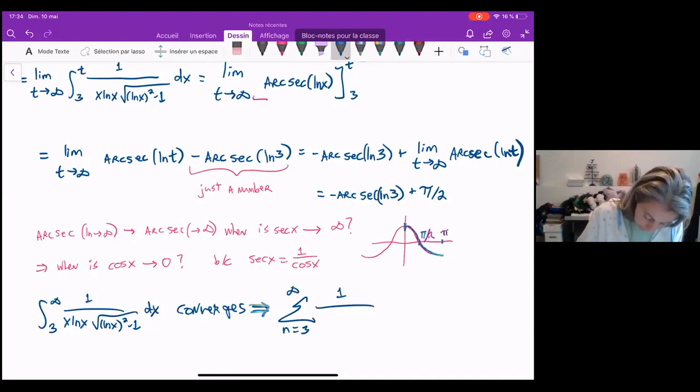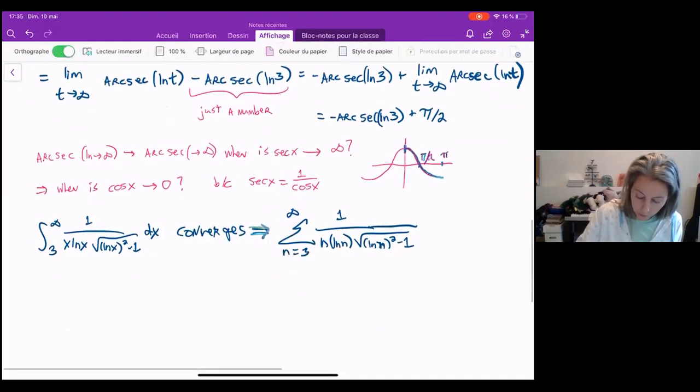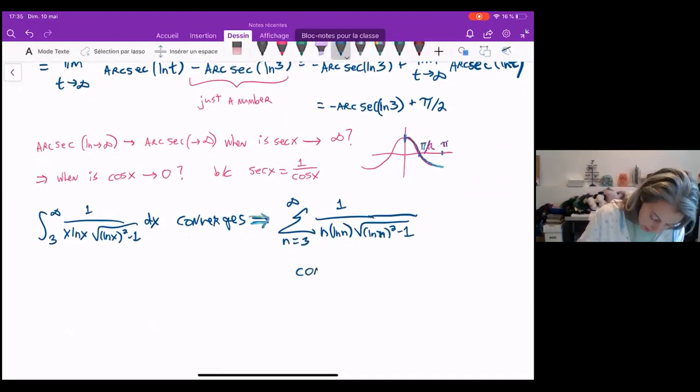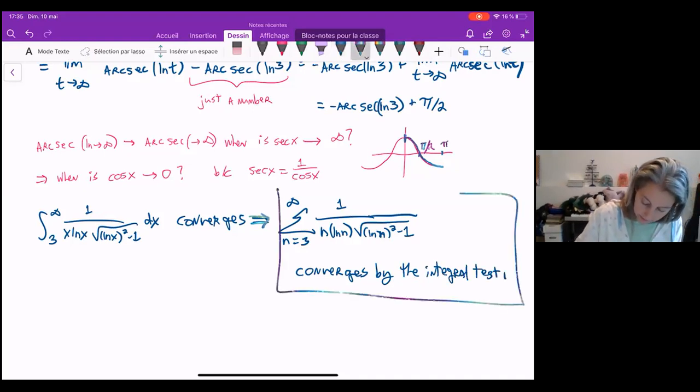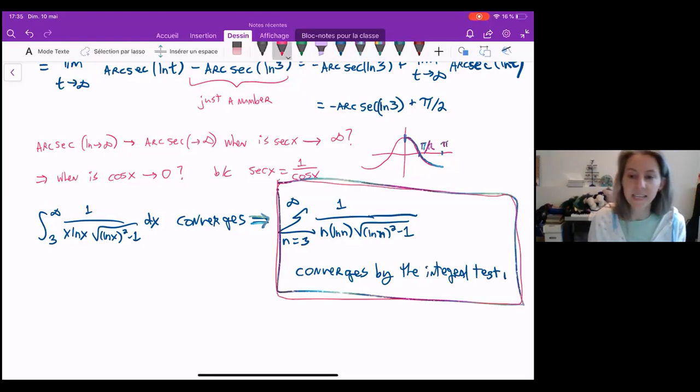And that is my final answer. That this converges by the integral test. And that is the answer. We're done.